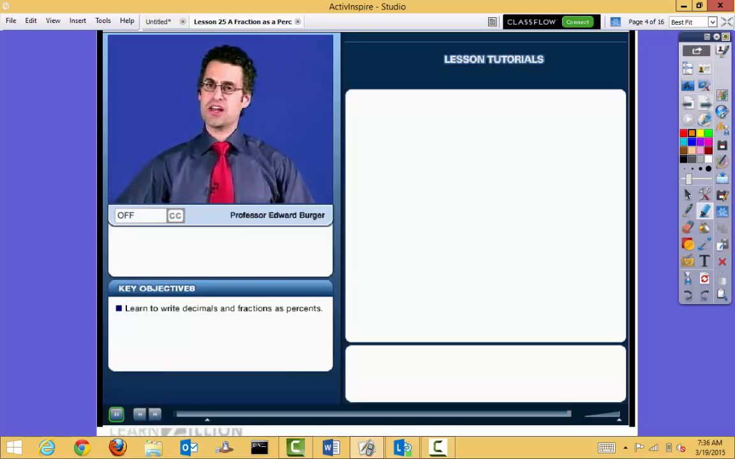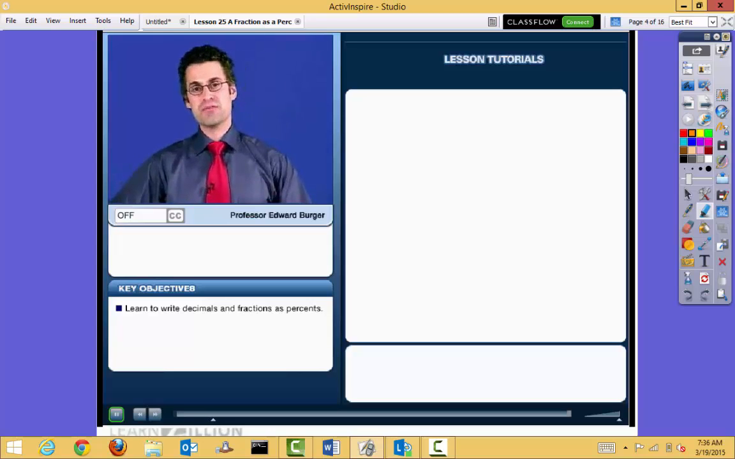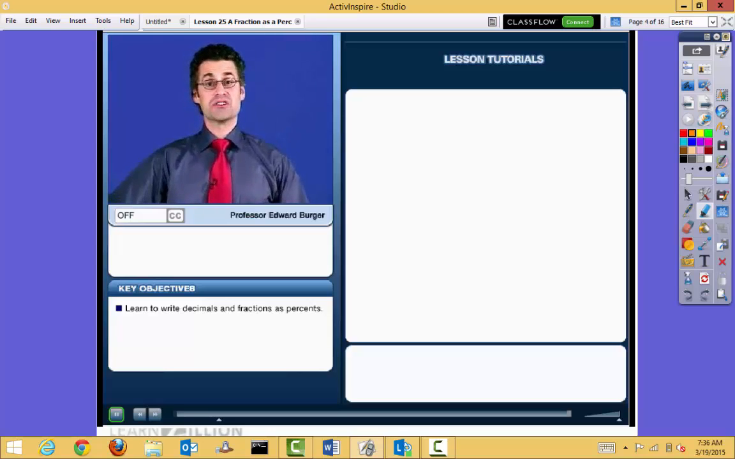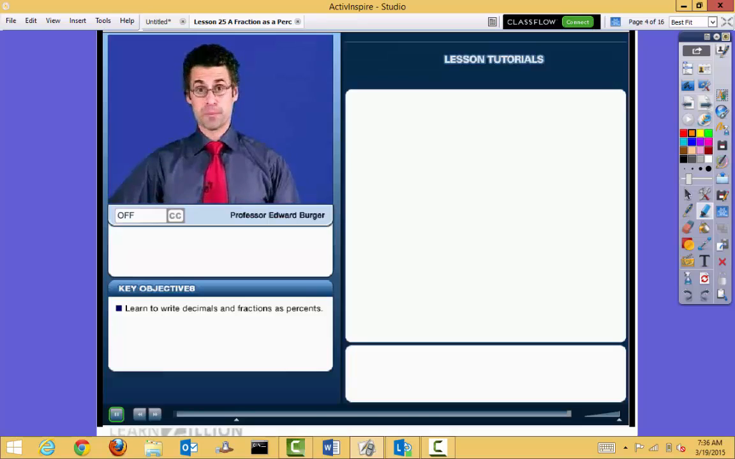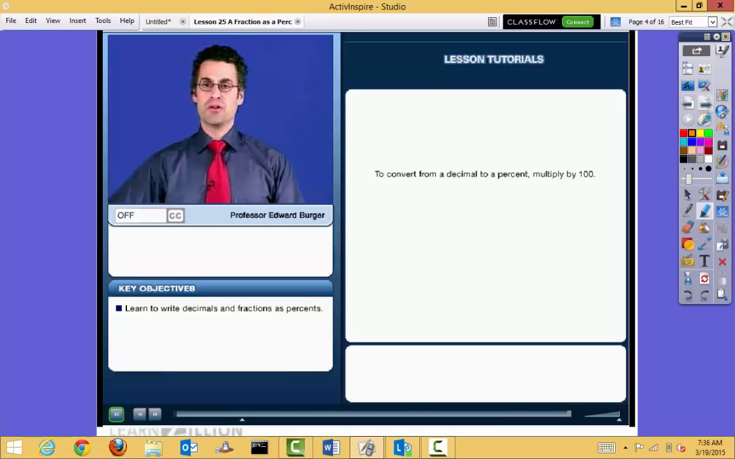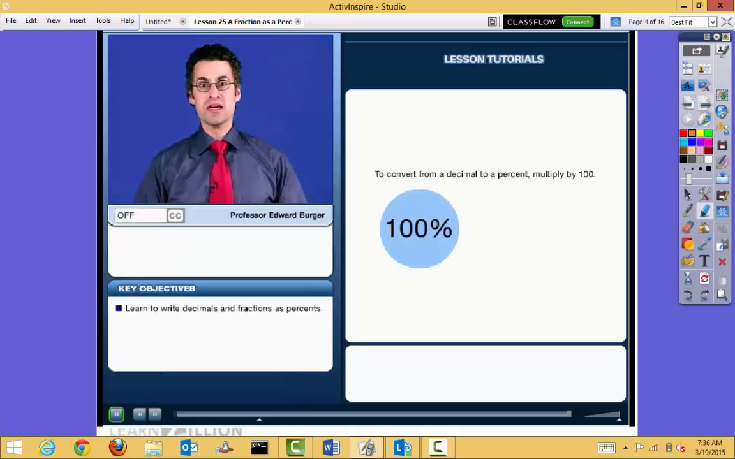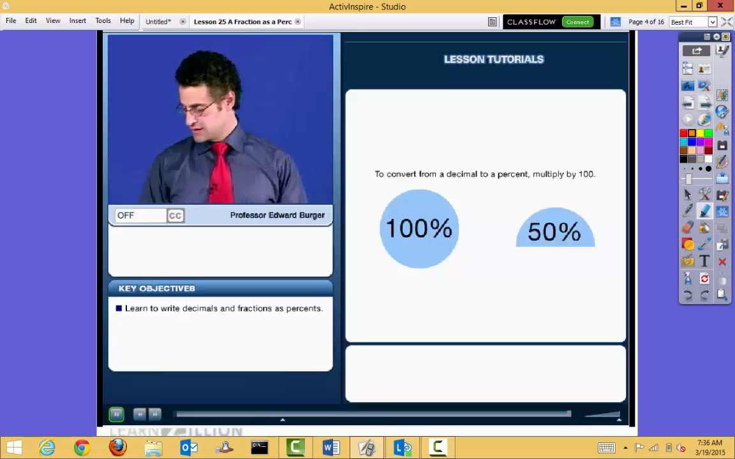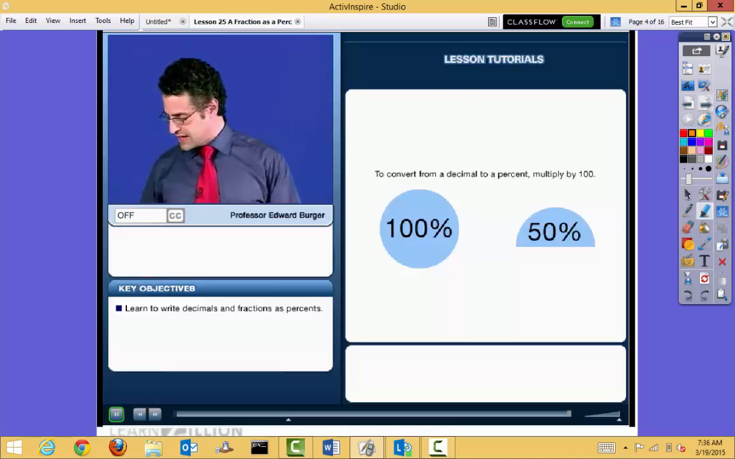But how do we actually generate percentages if we're given a decimal number? Well, the answer is pretty clear. We just have to remember to multiply the decimal number by 100, and that will give us the percent. For example, if you have one whole thing, that's 1. If we multiply it by 100, we generate 100%. If we think about a half of something and we multiply it by 100, 100 multiplied by a half is 50%.